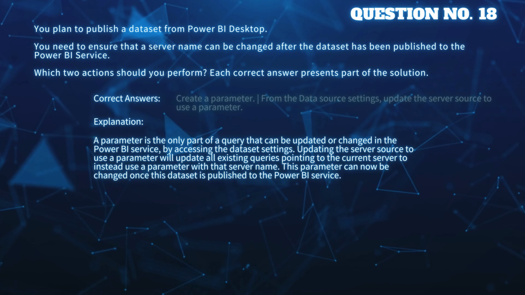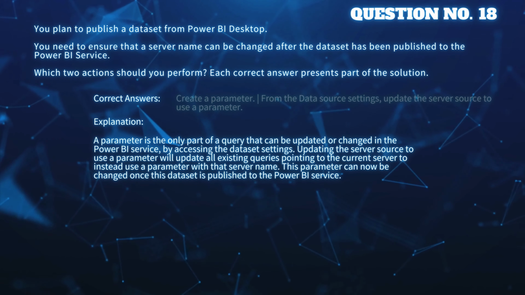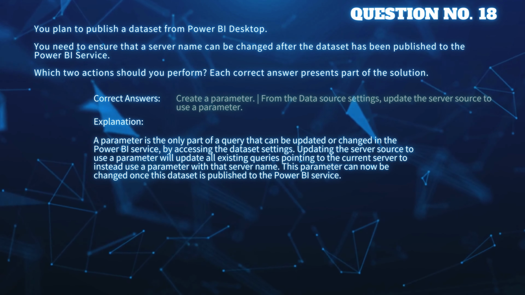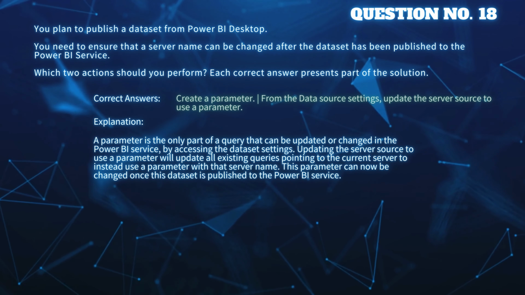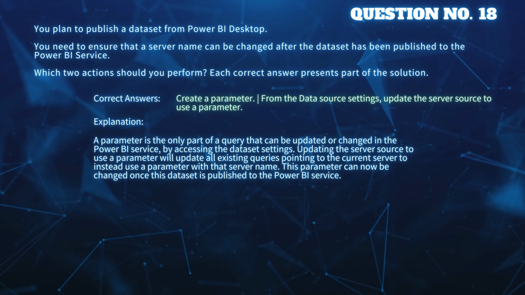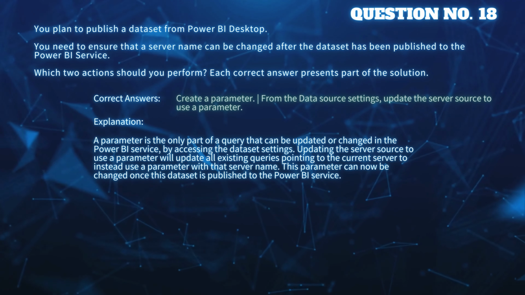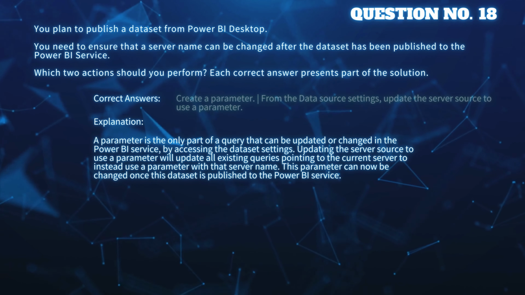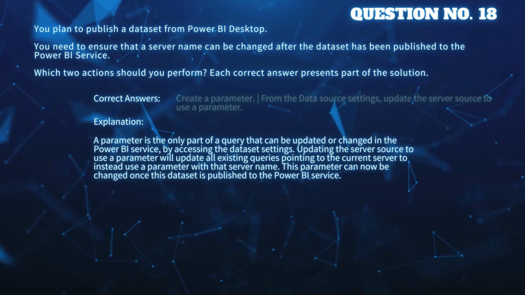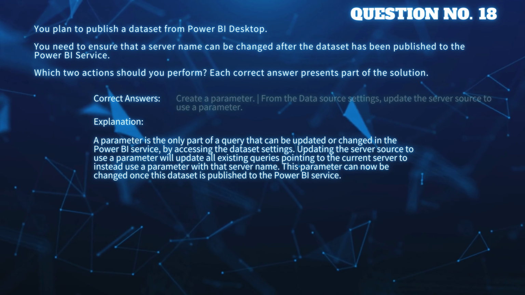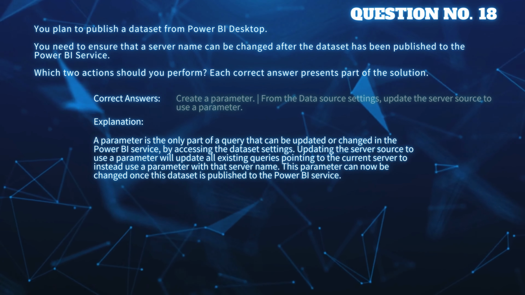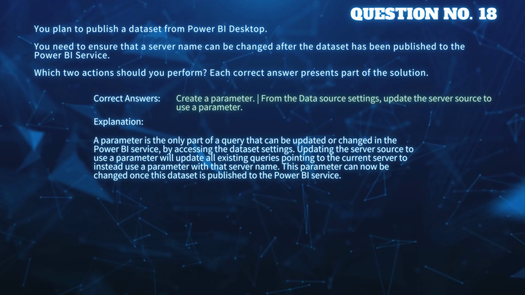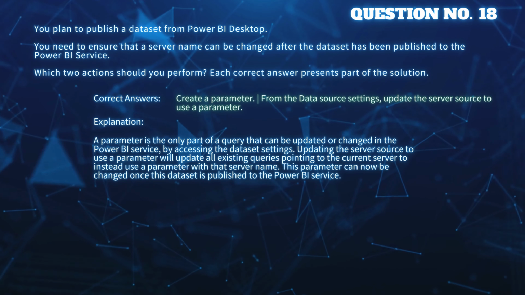Correct answers: create a parameter. From the data source settings, update the server source to use a parameter. Explanation: a parameter is the only part of a query that can be updated or changed in the Power BI service by accessing the dataset settings. Updating the server source to use a parameter will update all existing queries pointing to the current server to instead use a parameter with that server name. This parameter can now be changed once this dataset is published to the Power BI service.